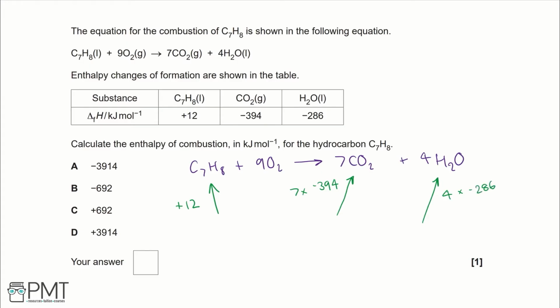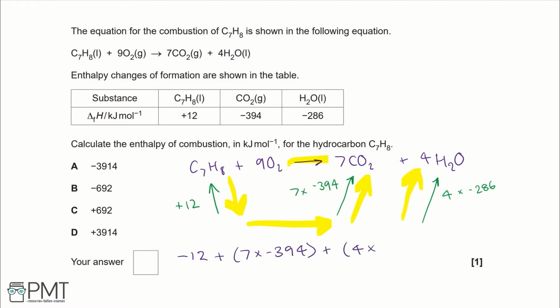So with a Hess cycle, that's just an alternative way of getting to the same route. So rather than doing this arrow here, we're going to go down here, along, and then up. So that means when the arrow goes the opposite way, we change the sign. So that's going to be minus 12 plus 7 times minus 394 plus 4 times minus 286, which equals minus 3,914 kilojoules per mole, which is the answer for A.